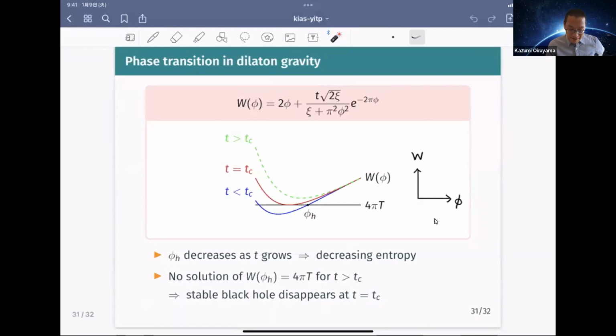So this suggests that at T equal Tc, the evaporation process ends. So this Tc can be interpreted as the end of the evaporation.